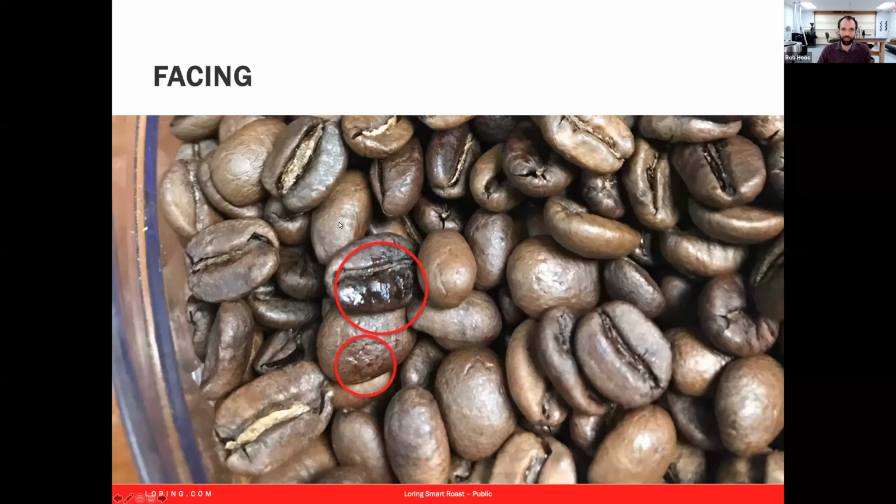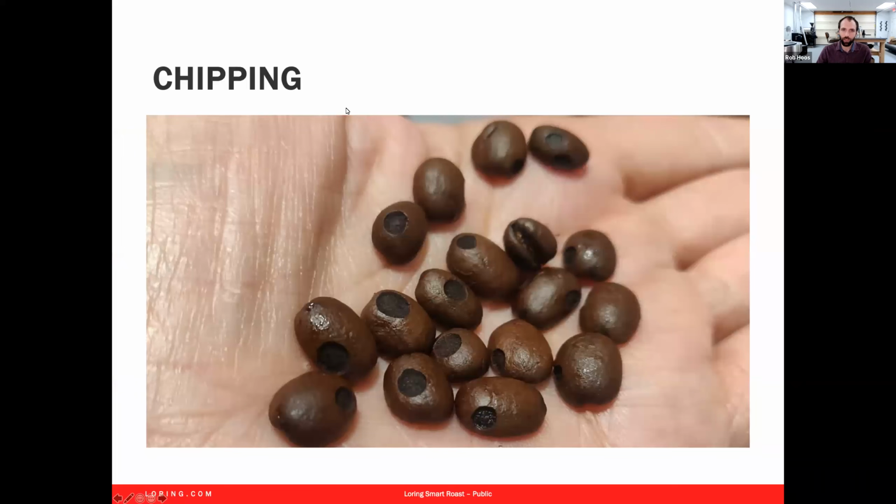Boom, love that graphic. This is chipping. So chipping is a very, very interesting roasting defect. The nice thing about chipping, it is a visual only defect. There is no flavor defect associated with chipping.